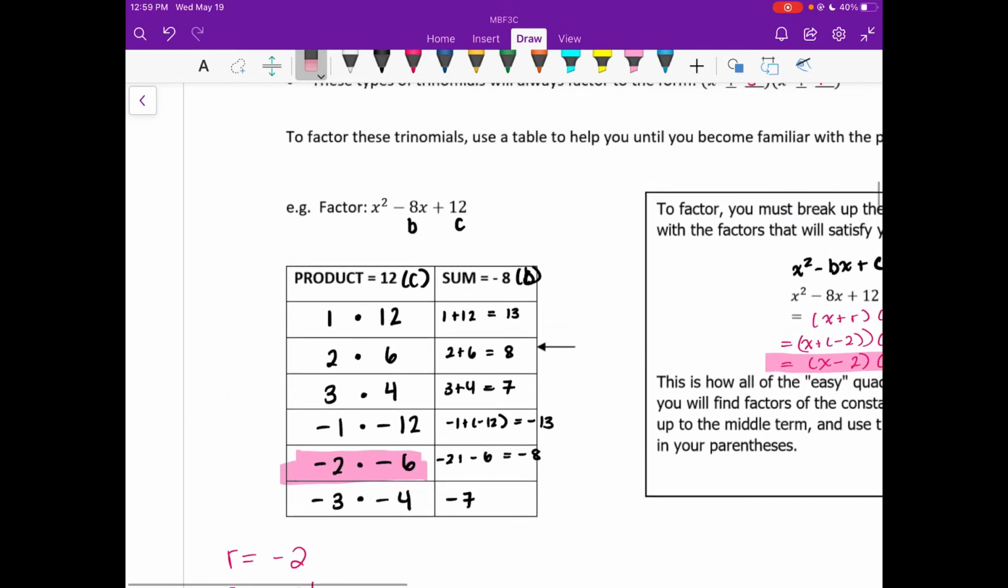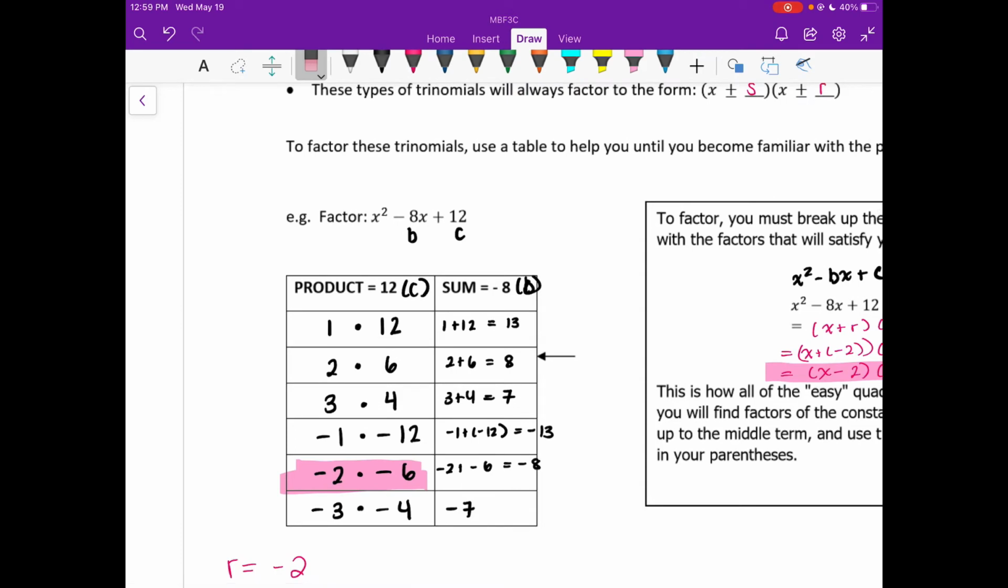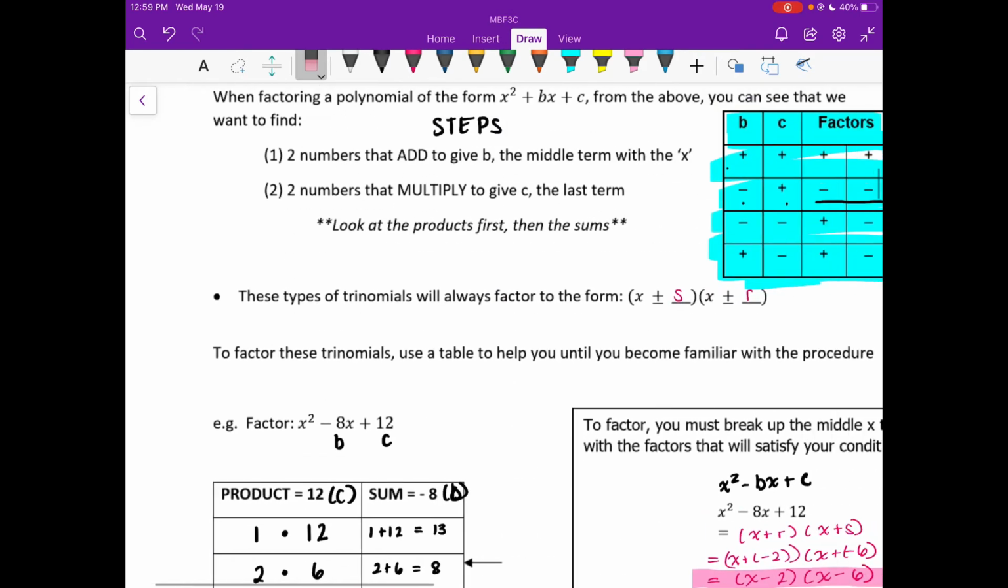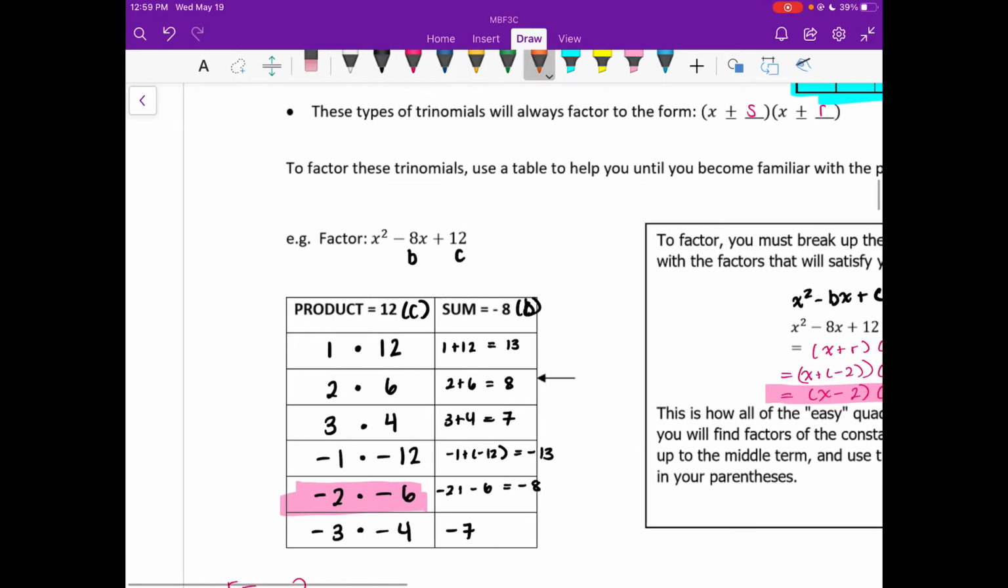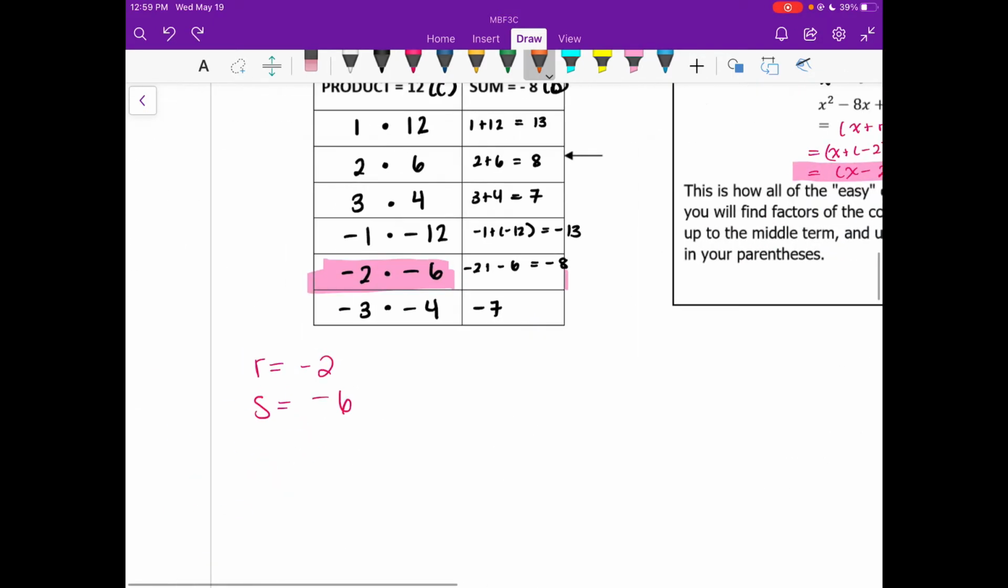So the other thing you could have done was, instead of having to do like the 1 times 12, 2 times 6, 3 times 4, if you went here and you looked at this chart and you were like, okay, I have a negative B and a positive C, I know that both need to be negative, you could actually have just ignored this entire top part. It's up to you. Whatever you feel comfortable doing, do it that way.